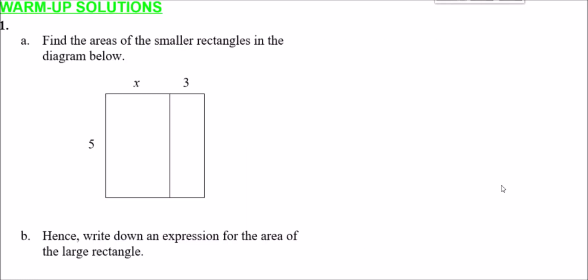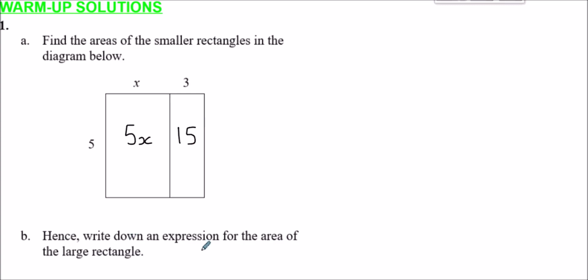Question 1, you have to find the areas of these smaller rectangles in the diagram below. I know you know that the area of a rectangle is length times width. As I say, this is a warm-up. The first rectangle here, we've got x along the top, 5 down the side. So it's x wide and 5 long ways down. So x multiplied by 5, or 5 multiplied by x, is obviously going to be 5x. The second one is a 3 by 5 rectangle. 3 times 5 is 15.